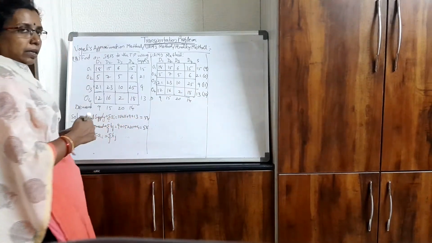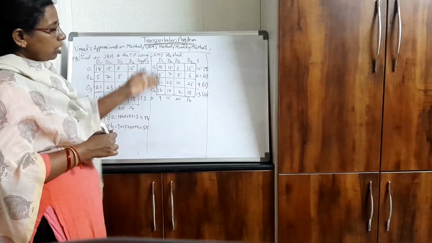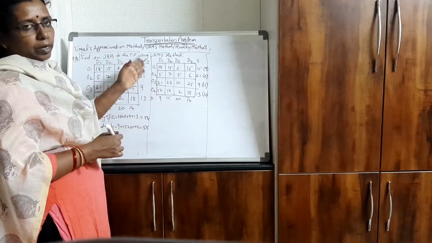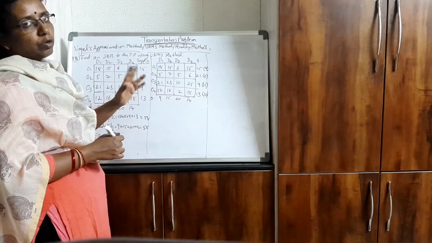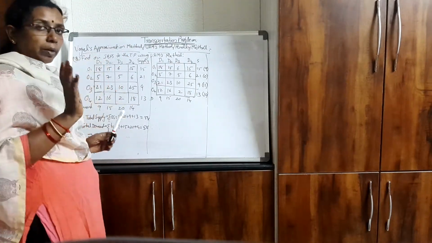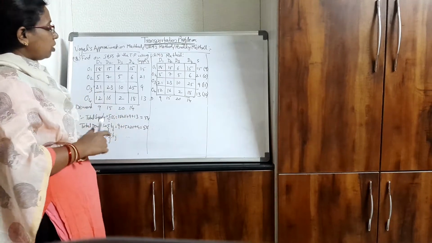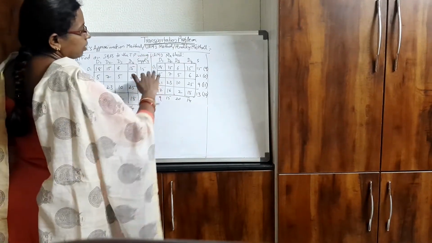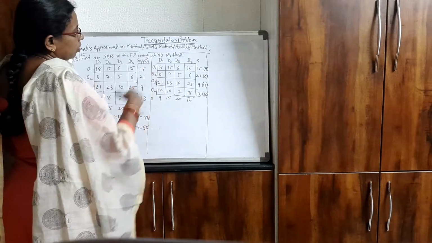Now similarly calculate penalties column wise also. So penalties are nothing but the difference of the two minimum elements in each row and each column. So I have to calculate penalties for each row and each column. I have completed row wise, now I will calculate column wise.